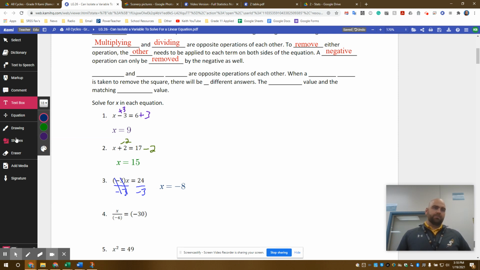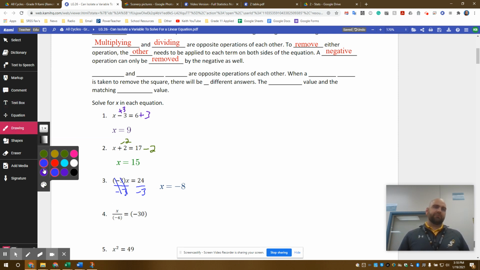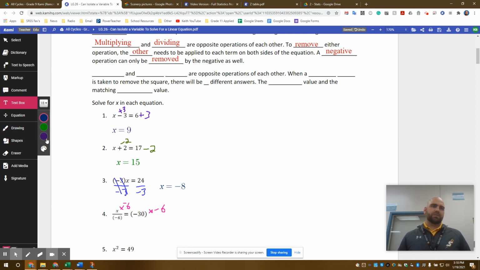This next one here, we're dividing by -6. The opposite of dividing by -6 is to multiply both sides by -6. Okay, we multiply both sides by -6. That should be a multiplying sign. It's not x minus 6. It's multiplying by -6. Again, it's always a little tough to see with some of this drawing that I do here. And when we do this, this is going to cancel out. So we're going to be left with x all by itself.